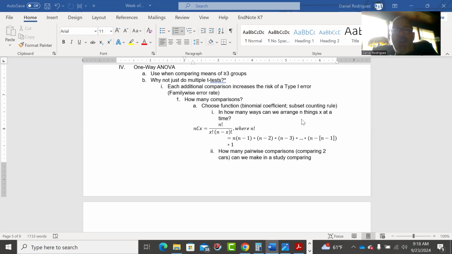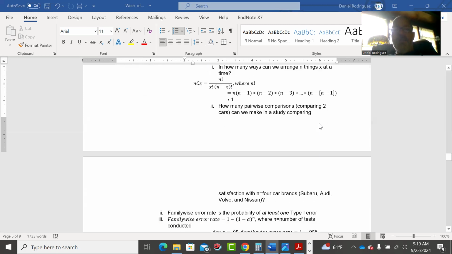So to identify the impact, we're going to use the coefficient from our binomial. So we did the binomial earlier when we looked at distribution, so we use the binomial coefficient here, except in the denominator, we're going to let x equal 2. And n is the number of groups there are, okay? So the question is, how many ways can we arrange n things two at a time? How many pairwise comparisons can we make out of n different groups?